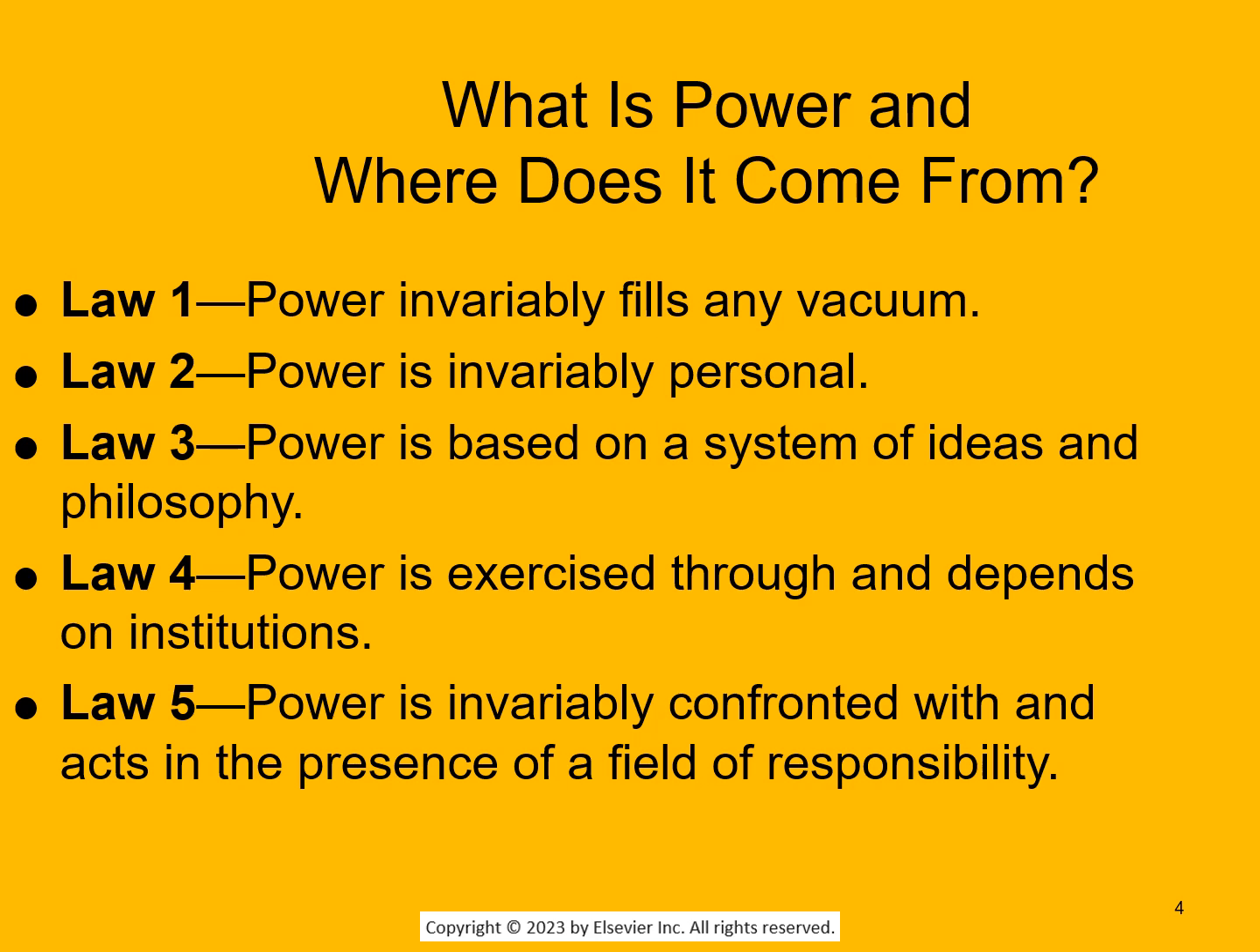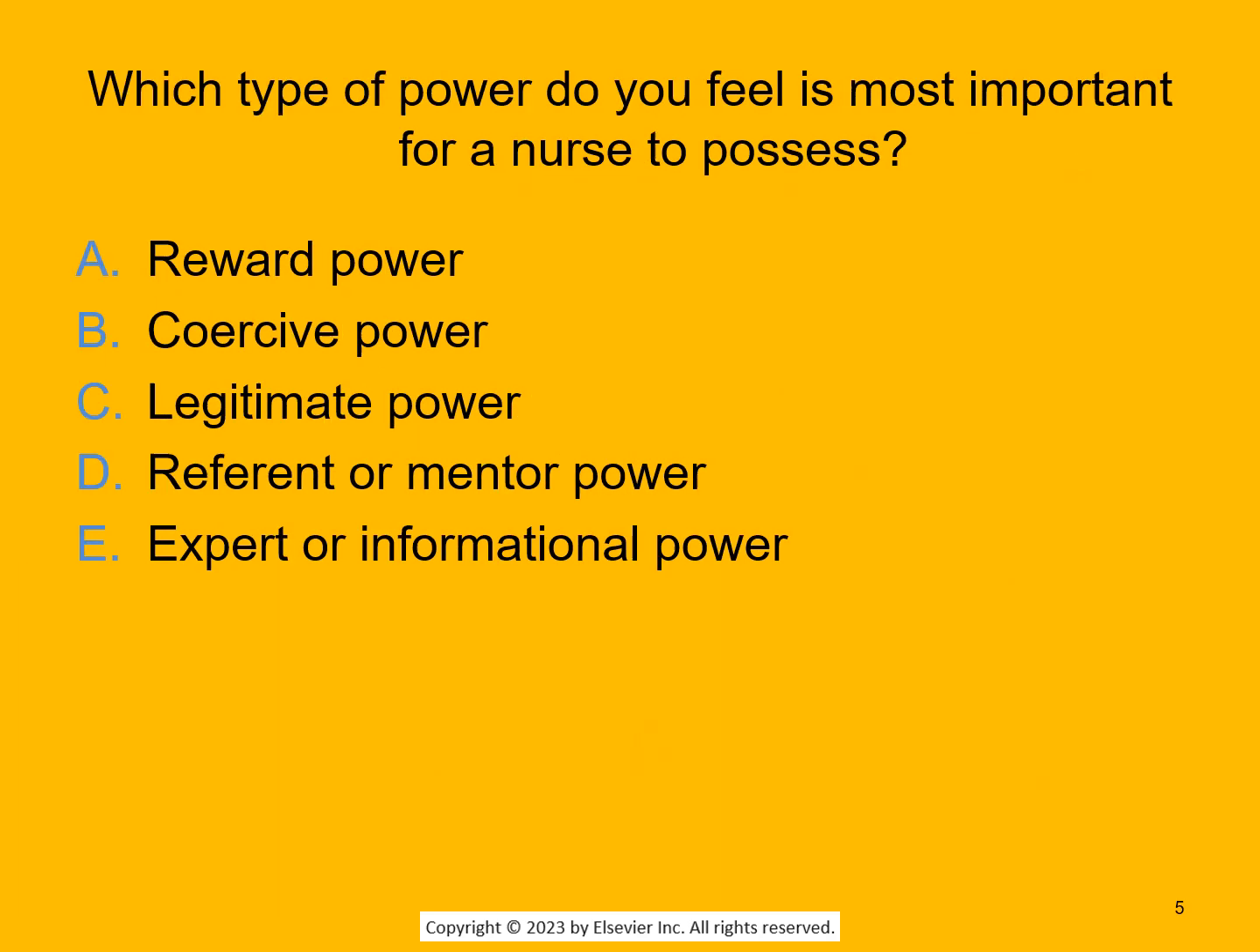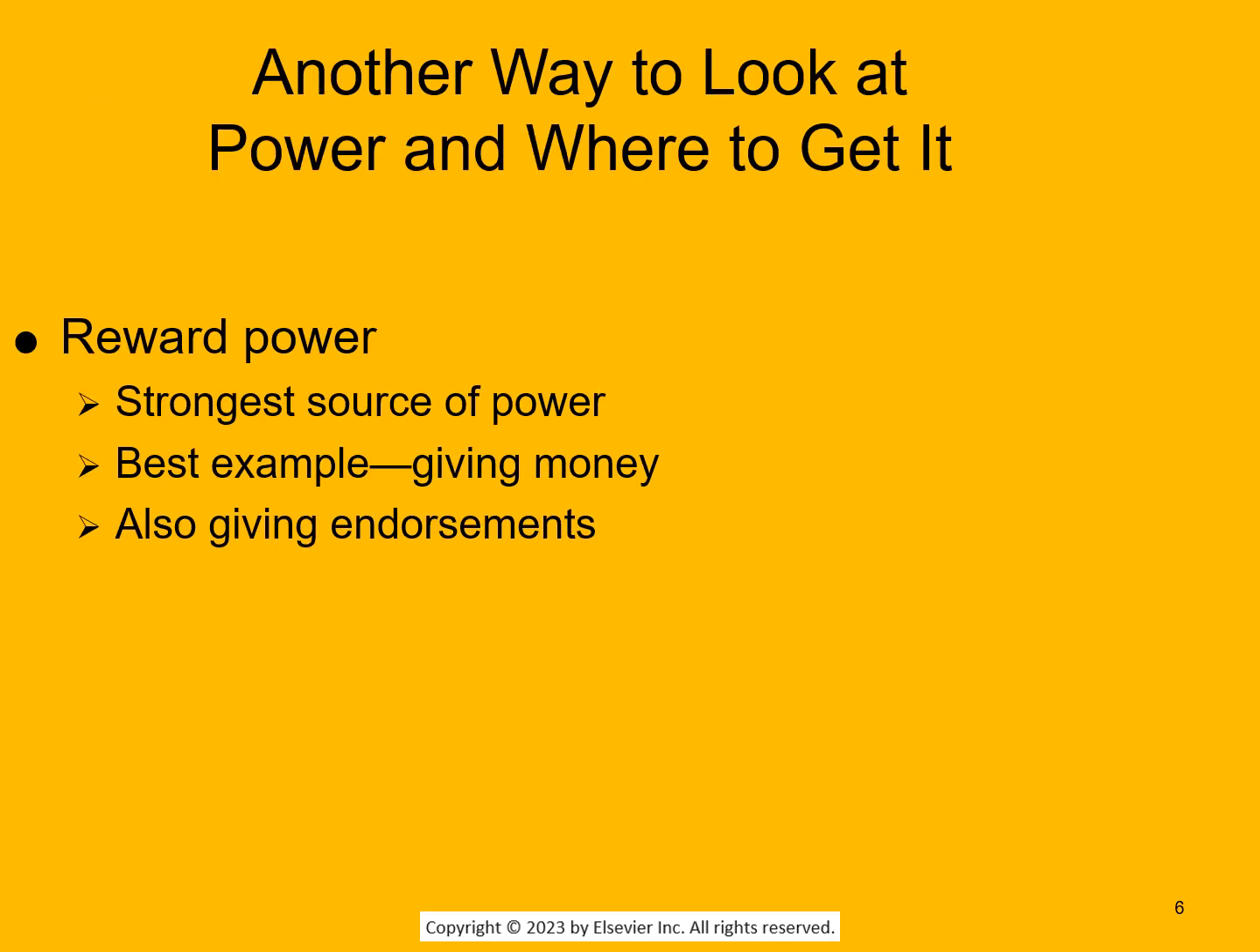What is power? Where does it come from? These are just different levels, 1 through 5, and I'm not going to really hone in on that. Another way we look at power is reward, and where did we get it from? The strongest one, of course, is reward as the strongest source of power. The best example of that would be giving money and also giving endorsement. So, reward power.